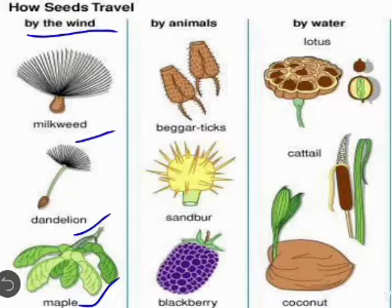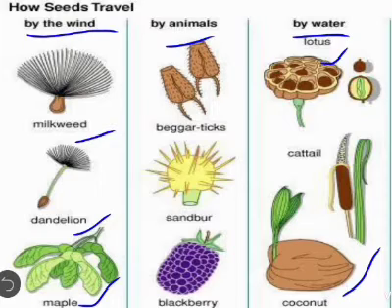Now come to the dispersal of seed by water. Seeds that are dispersed by water have a spongy coat or a layer of fiber that makes them light. This property helps them to float on water. The flowing water then carries them to far off places. For example, coconut, lotus, etc. Now come to the dispersal by animals.